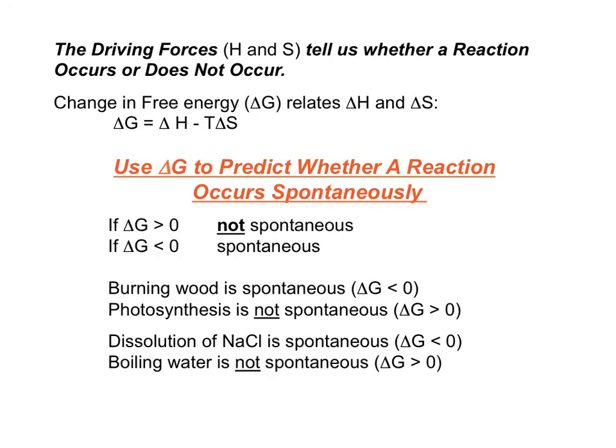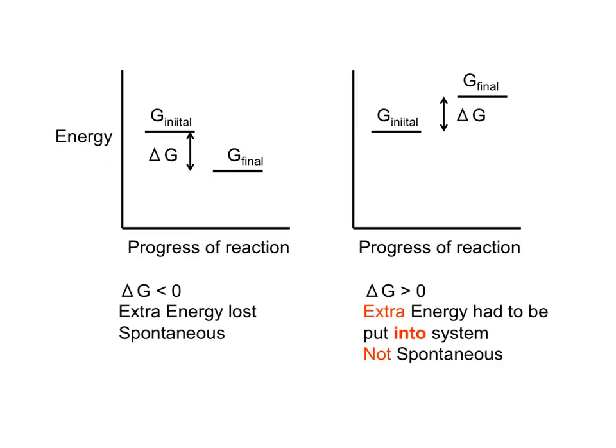Delta G, or the change in free energy, is the thermodynamic quantity which we use to predict whether a reaction occurs spontaneously or not. So if delta G is greater than 0, the reaction is not spontaneous. If it's less than 0, it is spontaneous. Free energy is like extra energy, so if that extra energy was lost going from reactants to products, that reaction occurs spontaneously. On the other hand, if the products have more extra energy or free energy than the reactants, that means extra energy had to be put into the system. That reaction would not be spontaneous. In other words, the reaction does not occur.